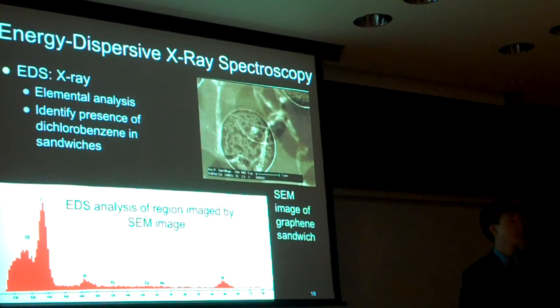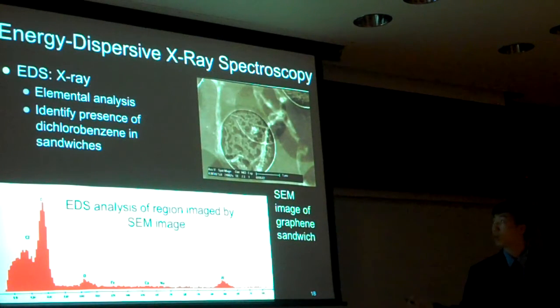The EDS uses X-rays and sends them through, and it bumps up the electrons in the atoms, and when the electrons fall back down, they also emit X-rays. Depending on how they emit it, you can figure out the chemical composition of whatever you're looking at. In our case, we want to identify the solvent we had, which was dichlorobenzene. So we're looking for chlorine.